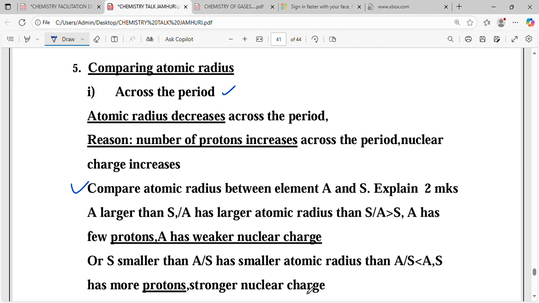So the atomic radius you explain using the number of protons. The smaller the atomic radius, the higher the number of protons.